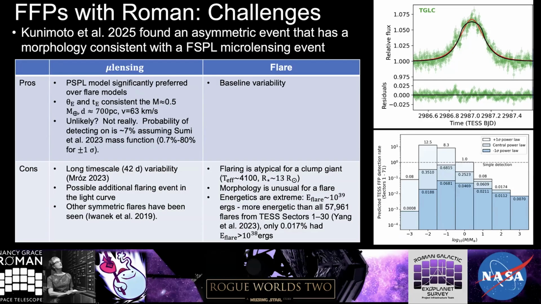The first argument for why this couldn't be a microlensing planet was that it was unlikely. It's actually not that unlikely.